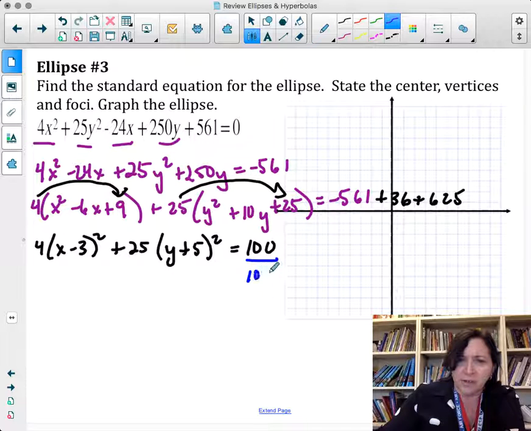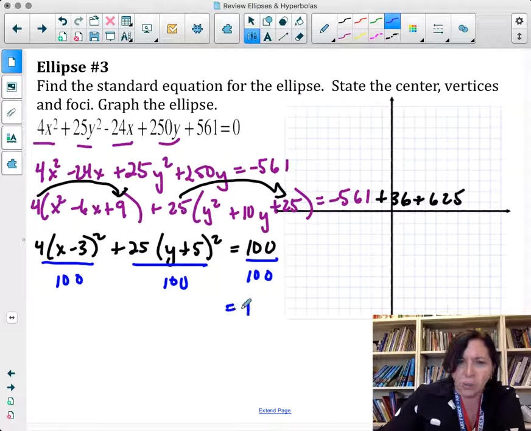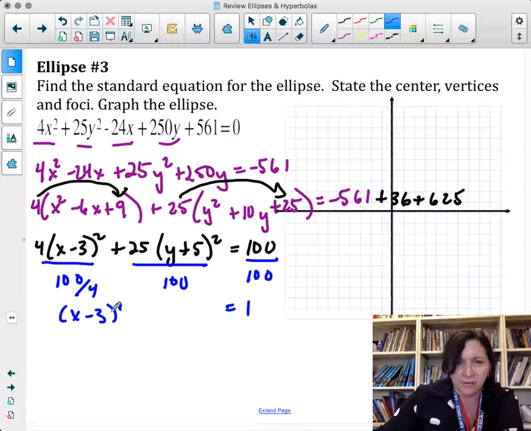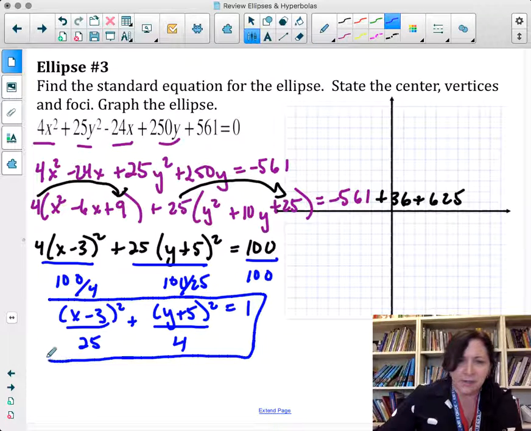To put this in standard form for an ellipse, I do need to have this value right here be 1. So I am going to divide out 100, and this is going to equal 1 on the right. This is 100 divided by 4, which is 25. So I have x minus 3 quantity squared over 25, plus, and this is going to be 100 divided by 25, which is 4, so we're going to have y plus 5 quantity squared divided by 4. And this is my equation of my ellipse in standard form.